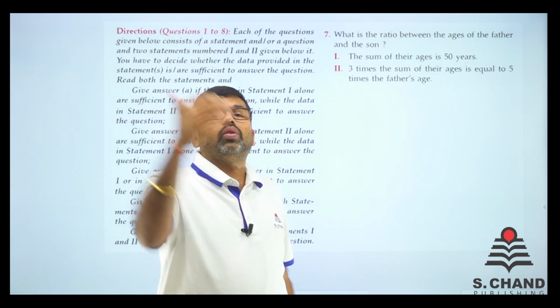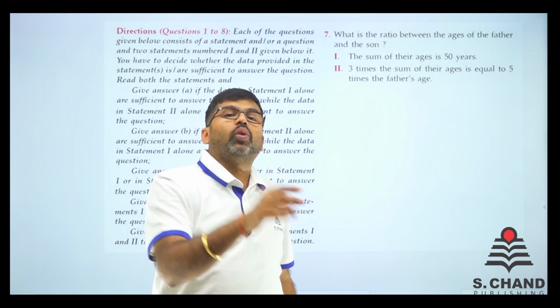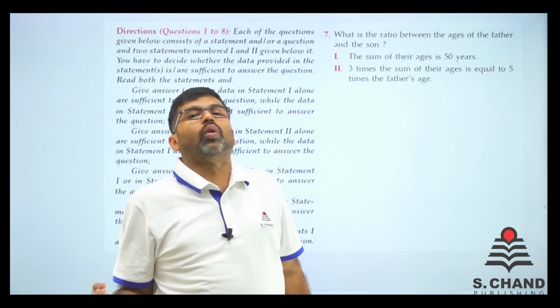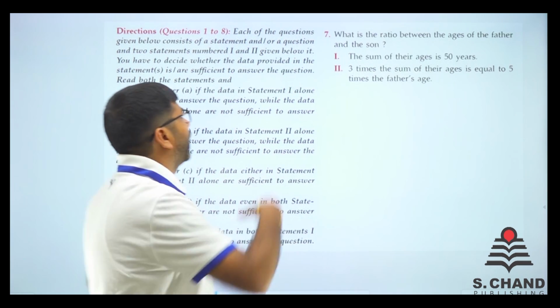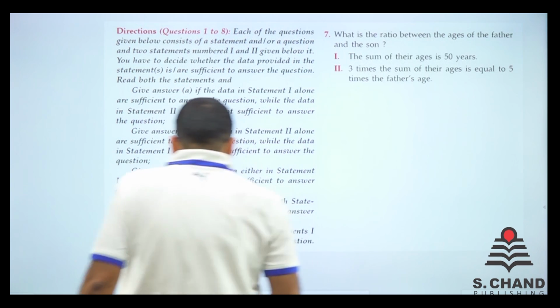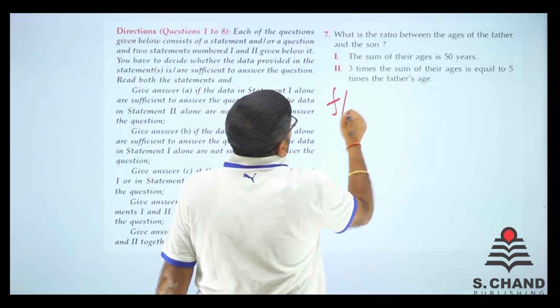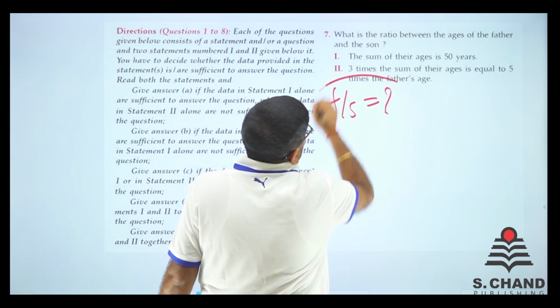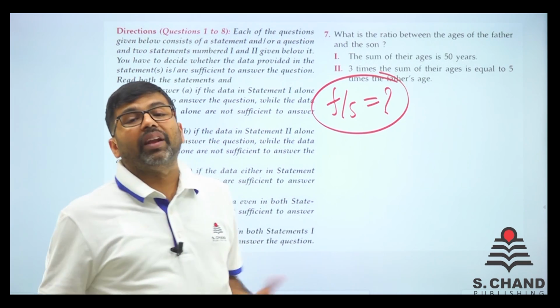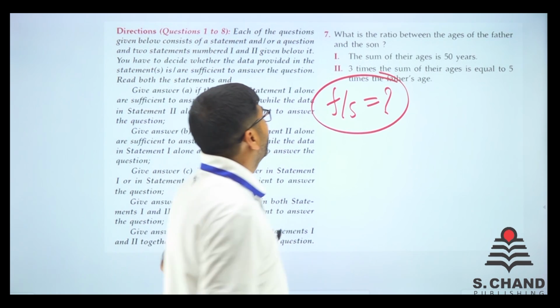3 equation 3 unknown आ जाएगा. 2 equation 2 unknown आ जाएगा. 2 equations है, 3 unknown है, नहीं आएगा. Let's check ये क्या कह रहा है. What is the ratio between the ages of father and the son? आपको फादर और सन की एज का रेशियो पता करना है. फादर की एज को F मान लिया, F years, सन की एज को S मान लिया, सन्स S years.